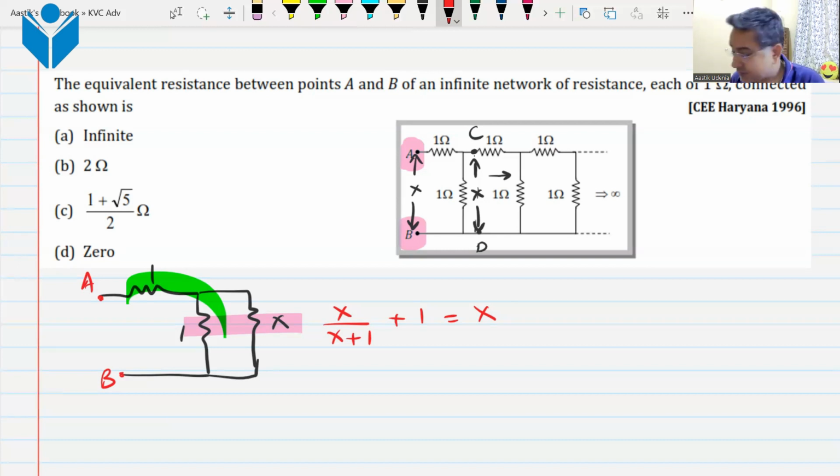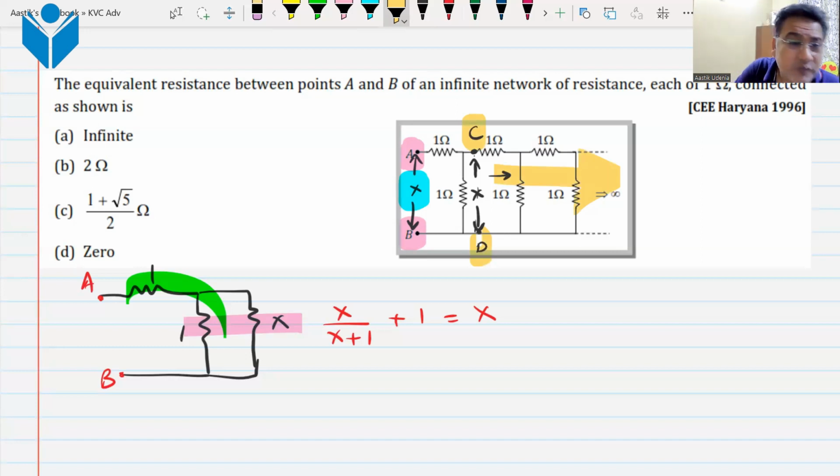Again, I will repeat it. What I have done is I have assumed that the resistance between the points A and B is x. Then I move one link ahead and go to points C and D. If I look from the points C and D, the resistance is still the same. Do we understand this? Yes, sir. Now I'll give you 2 minutes to note it down and give me the answer.